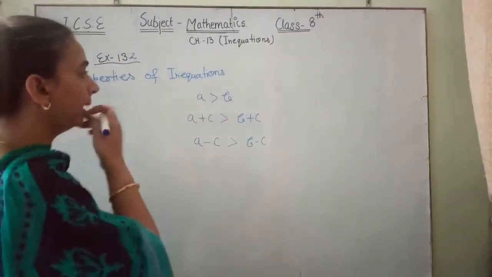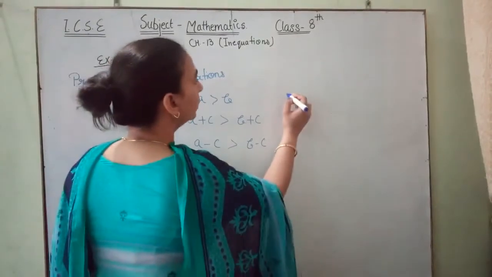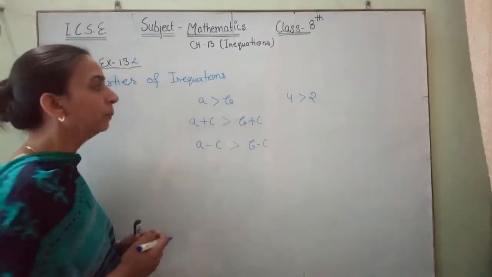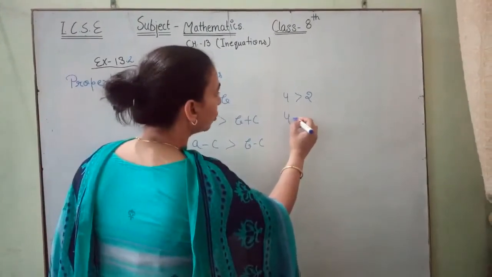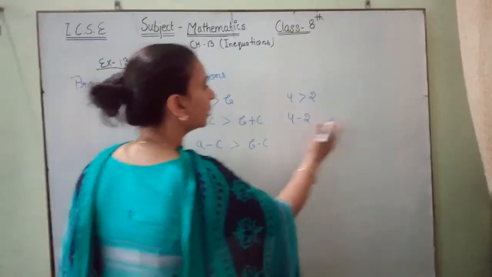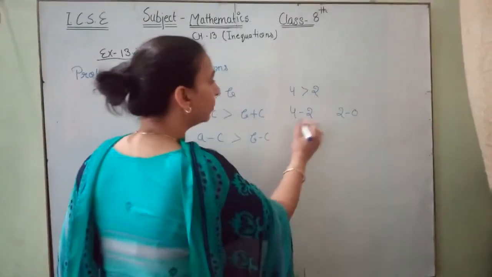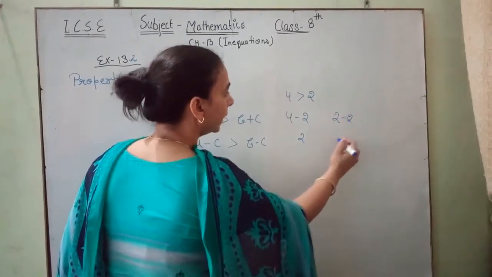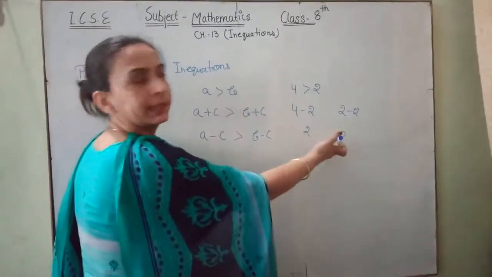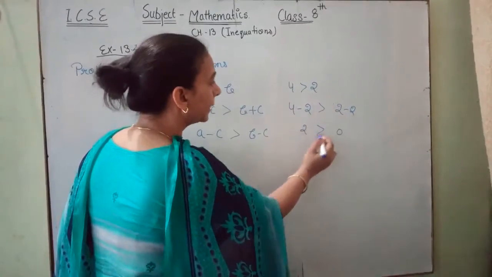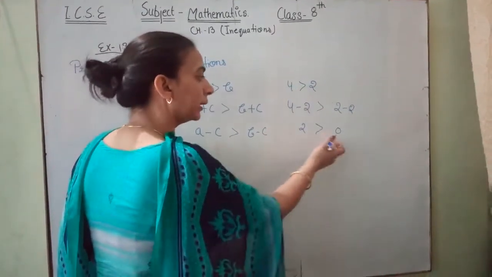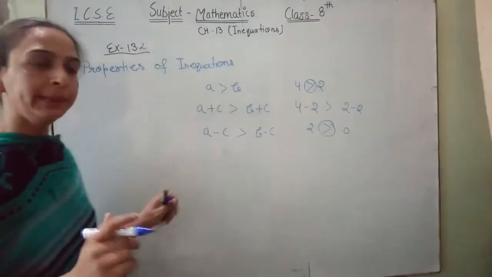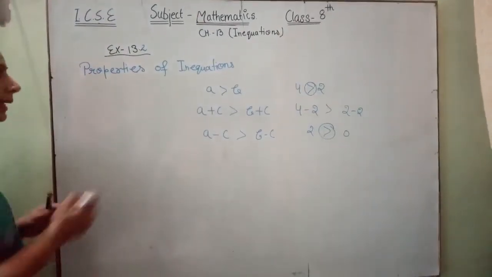For example, student, we know that 4 greater than 2. If we subtract 2 from both sides, 4 minus 2 is 2, and 2 minus 2 is 0. We know that 2 is greater than 0, so the sign of inequality is the same. 4 greater than 2, then 2 greater than 0. The sign of inequality does not change. Okay student? This is the first property.